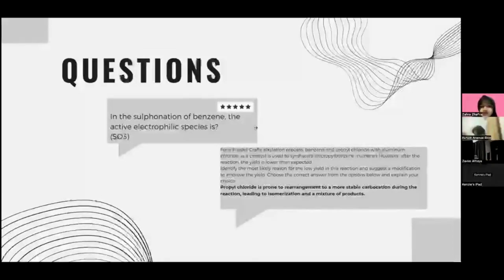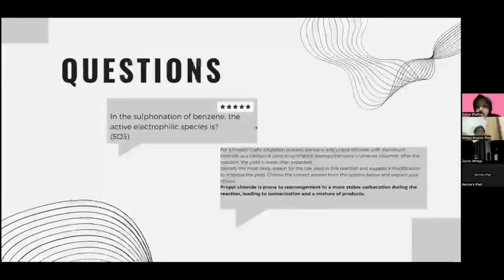The answer is that propyl chloride is prone to rearrangement to a more stable carbocation during the reaction, leading to isomerization and a mixture of products. For the explanation, in Friedel-Crafts alkylation, alkyl halides can rearrange to form more stable carbocations. For propyl chloride, a rearrangement can occur, forming a secondary carbocation, the isopropyl cation, which is more stable than the primary carbocation. This rearrangement can lead to a variety of products rather than the desired isopropylbenzene alone.